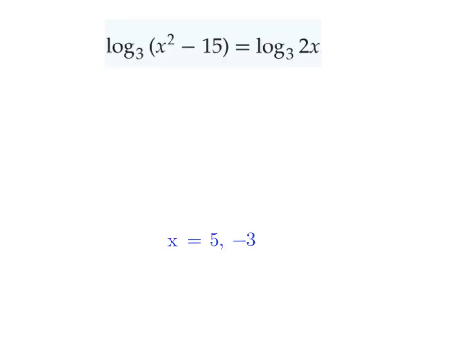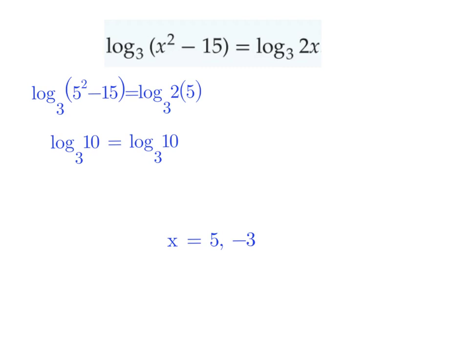So here are my two solutions that I have right now, 5 and negative 3. I'm going to plug the 5 in for all the x's. That's the first move I'm going to make. Alright, so that's 5 squared. That's 2 times 5. What is 5 squared? 25 minus 15? 10. So this is all 10. 2 times 5? 10. So that one's good, right? Log base 3 of 10 equals log base 3 of 10.